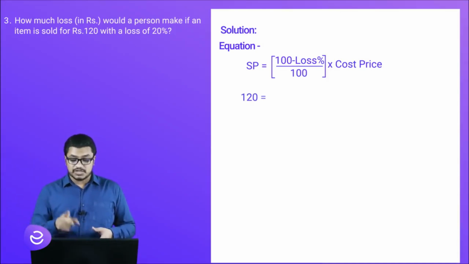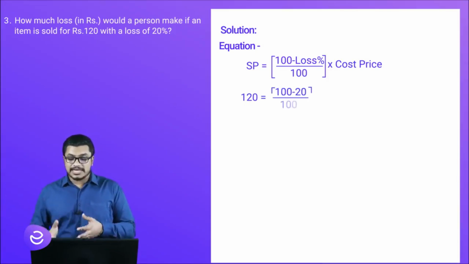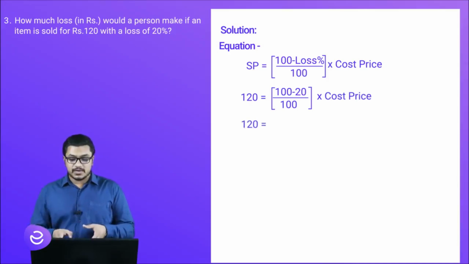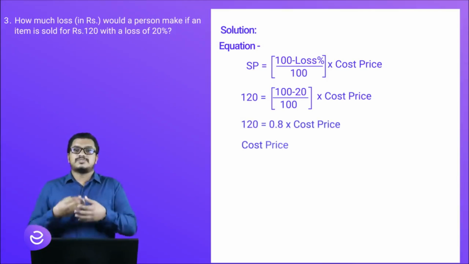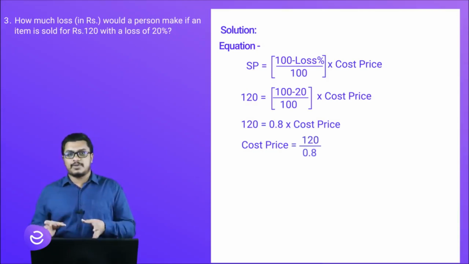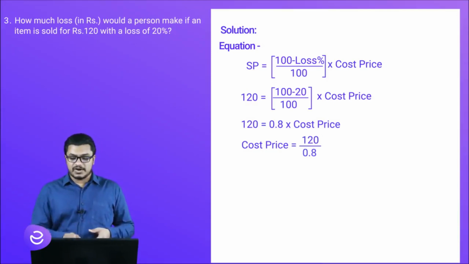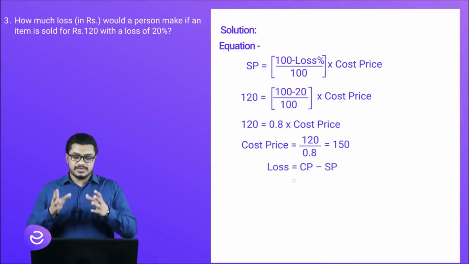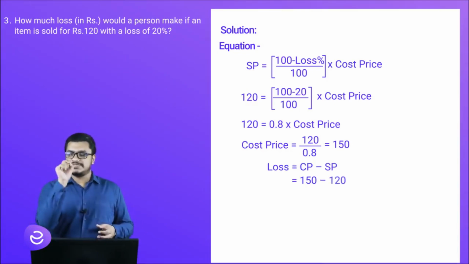So selling price is 120. So 120 equals 100 minus 20 by 100 into cost price. 100 minus 20 is 80, and 80 by 100 is 0.8. So 120 equals 0.8 into cost price. If you take the constants to one side, we get cost price equals 120 divided by 0.8, which gives you 150. So you have the cost price and the selling price. Now you can find the loss very easily. Loss equals CP minus SP, which is 150 minus 120, which gives you 30.